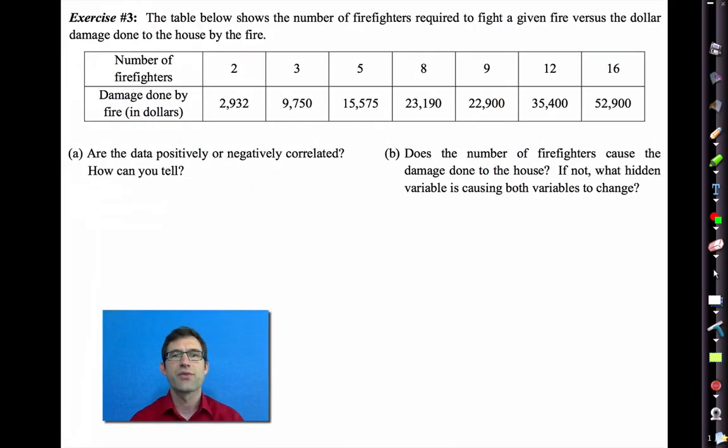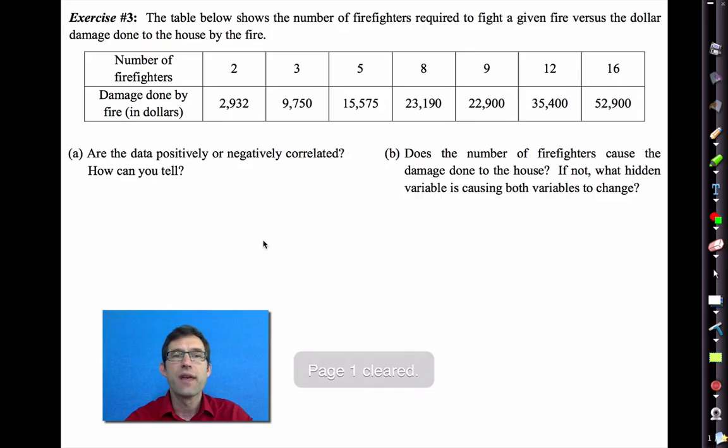All right, exercise 3. This is a classic when talking about correlation versus causation. The table below shows the number of firefighters required to fight a given fire versus the dollar damage done to the house by a fire. So in other words, somebody was studying this and they found, oh, for a particular fire, 5 firefighters were needed and it caused $15,575 of damage, okay? For another fire, 12 firefighters were needed, and it caused $35,400 worth of damage. We got it?